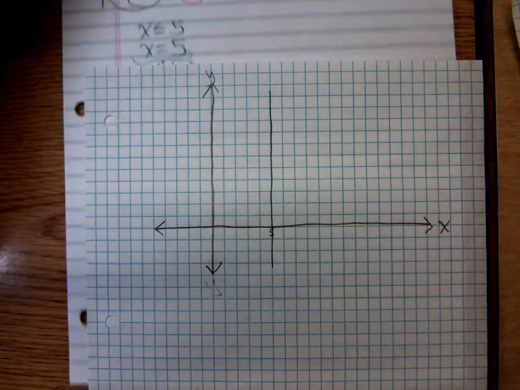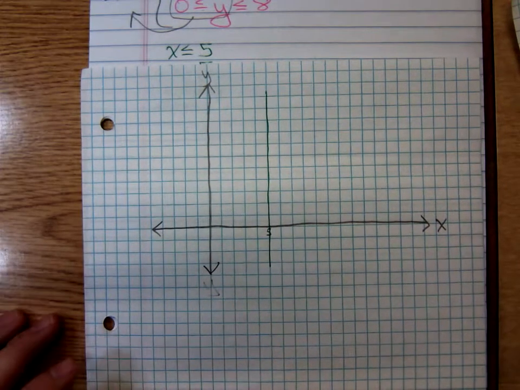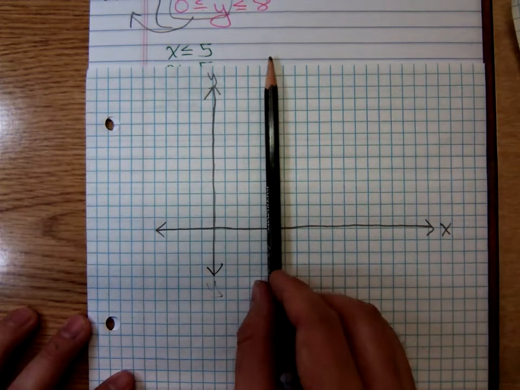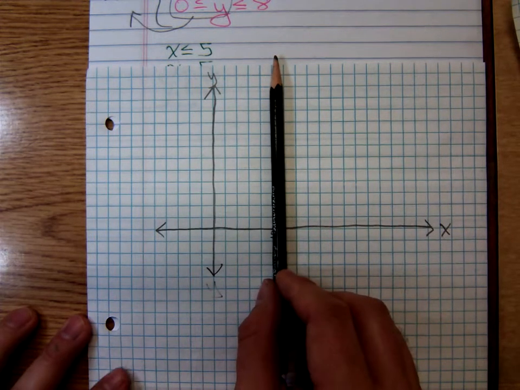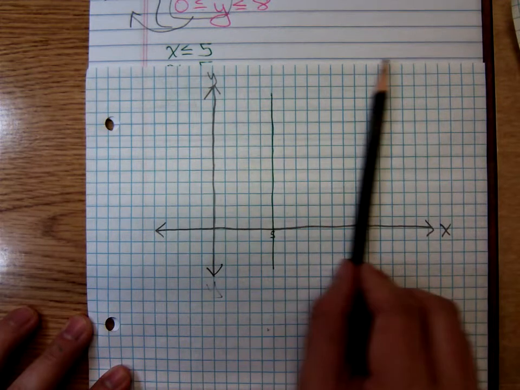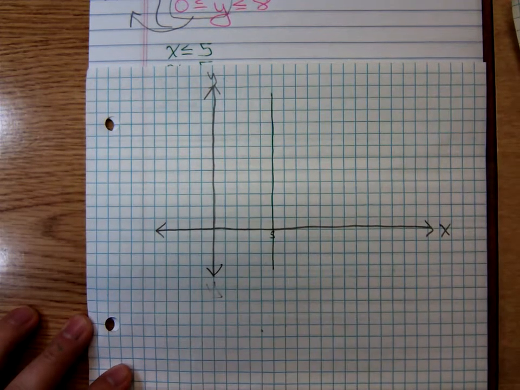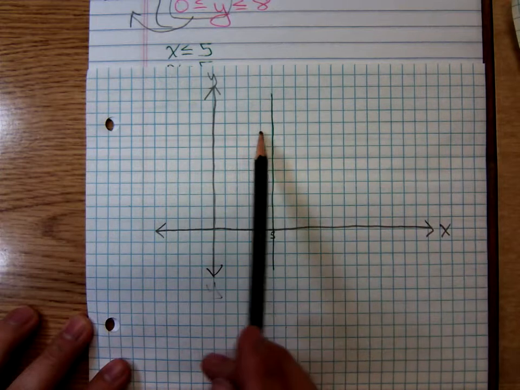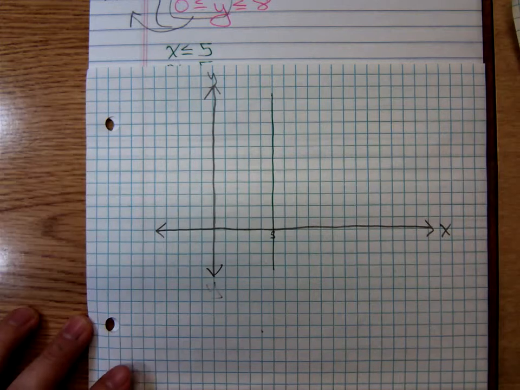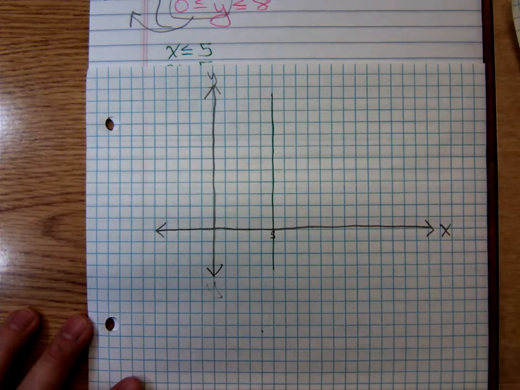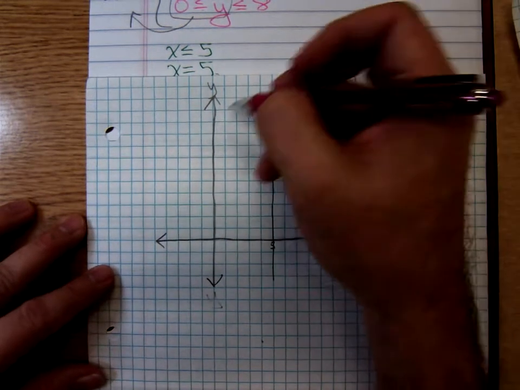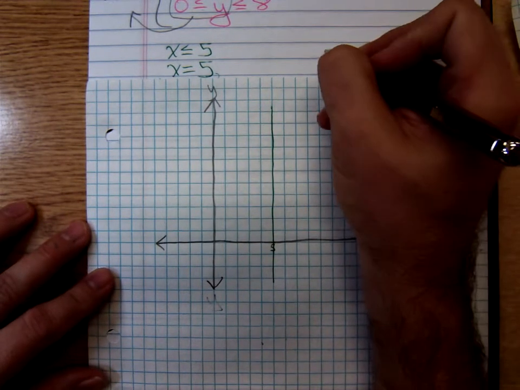Now, we want to shade the region where the x values are less than 5. Here's the vertical line. I'm not even going to choose an ordered pair and test. I know which side has the x values less than 5. Is that to the right or to the left? To the left. So we've mentally shaded that area. I'm not going to write the shading on the paper, because then it just starts getting too messy.